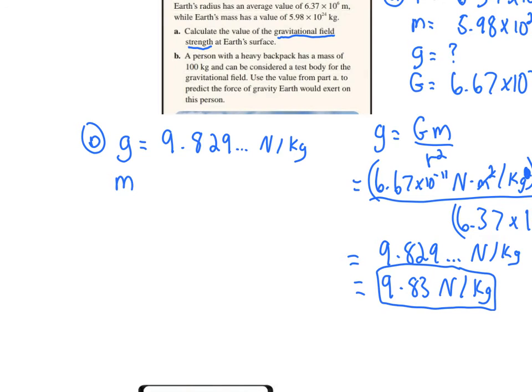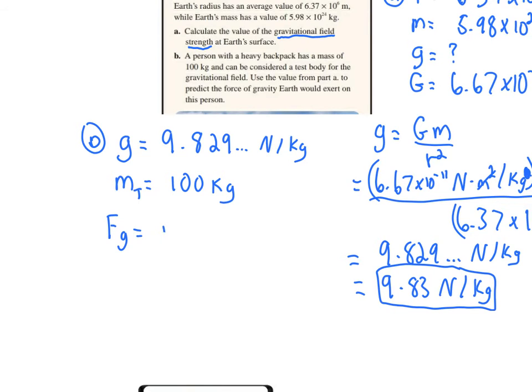We now need, because we're figuring out the force on the test object whose mass is given to us, to use that mass now instead of the mass of the Earth. So for this formula for force, we want to figure out the force due to the person's mass with that backpack. And so here we are.